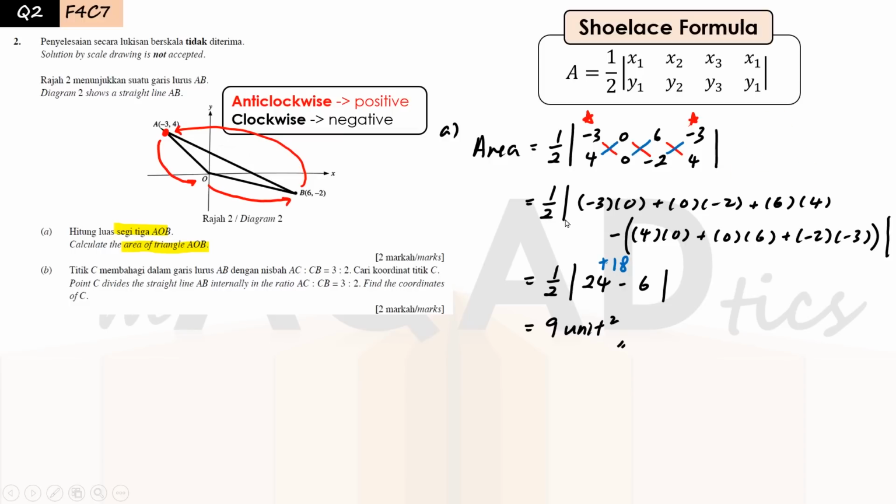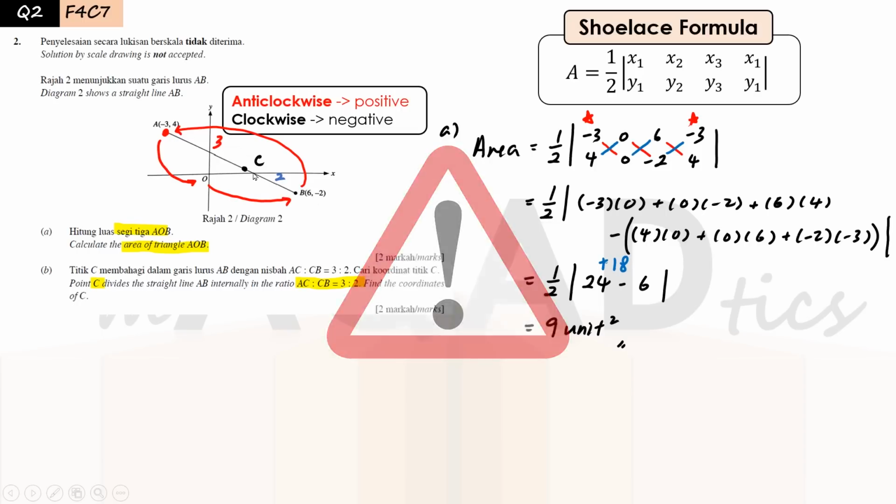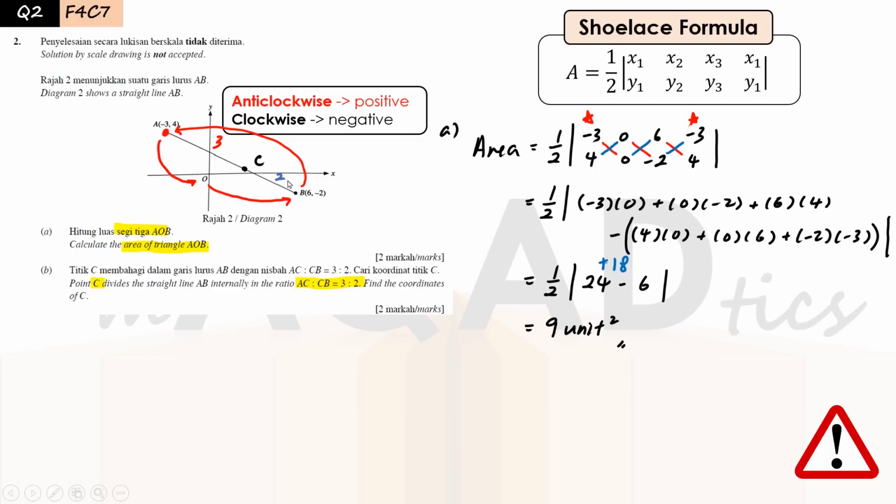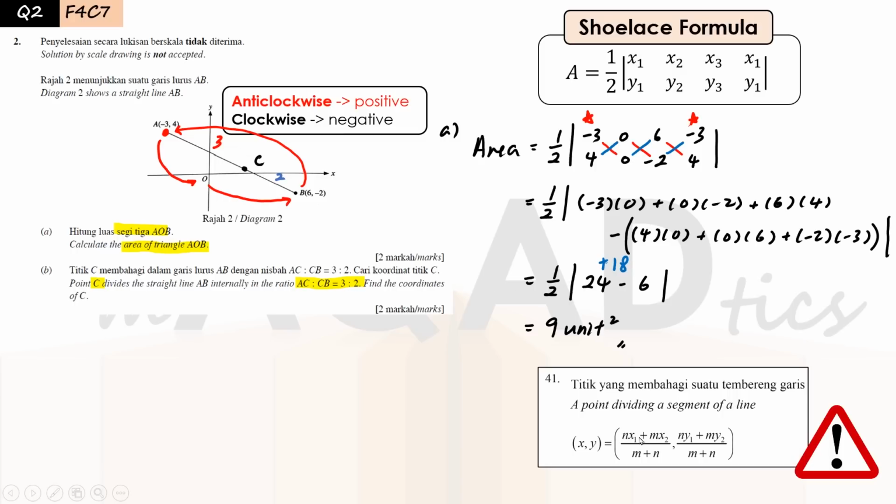Okay, so now in part B we have this point C, and it divides the straight line AB, so divides meaning separate, okay, using this ratio. So as you see this point C, it divides one line to become two lines. So line AC and line CB. Okay, so to find coordinates of this kind of points, we can use this formula to help us. Right? As you see here, the point divides the line. Alright, so we are going to use this formula.